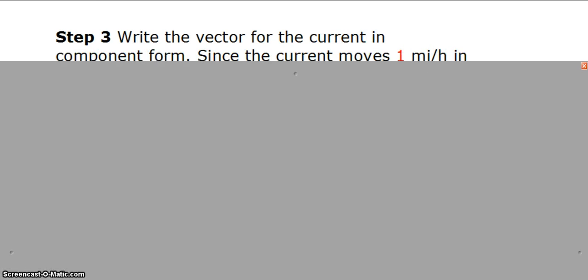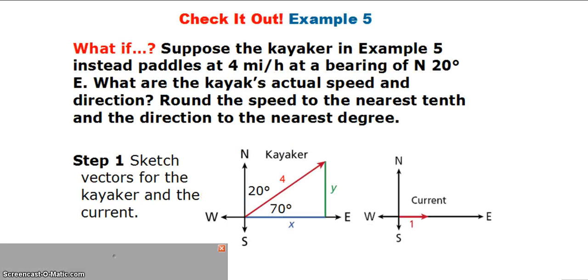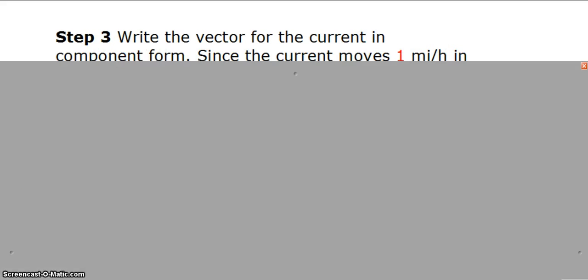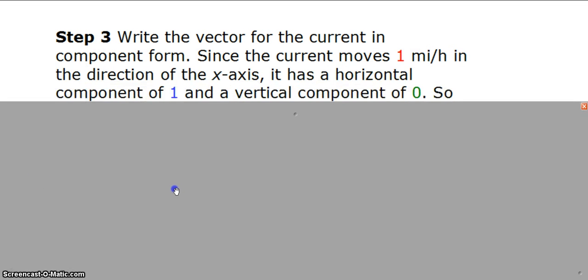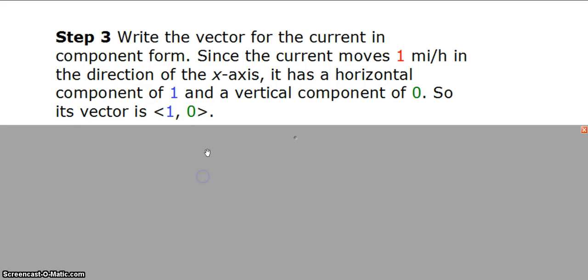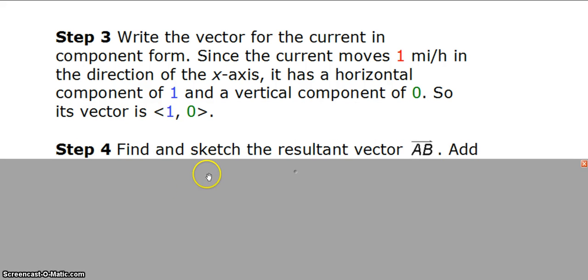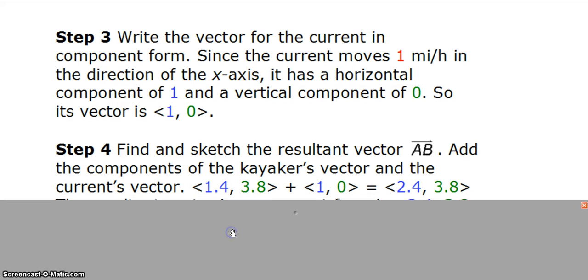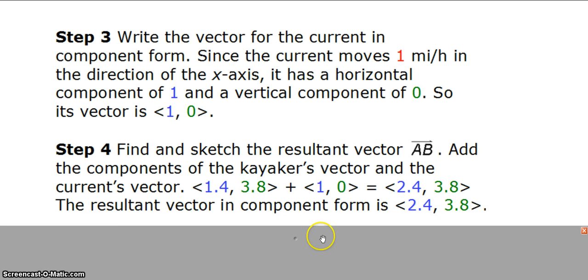We now need the component form of the current, right? And here's the current. All it's simply doing is going one place in a positive direction in the x direction. It's not moving at all in the y direction. So the component form would be a change of 1 in the x direction and 0 in the y. So there you have it, 1, 0. The resultant vector then would be the sum of our two x's and the sum of our two y's, components. And so when you sum these up, you get 2.4 and 3.8. So the resultant vector in component form is 2.4 and 3.8.